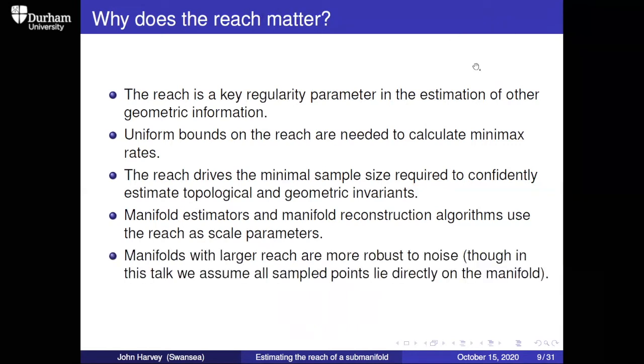Another thing, which I'm not going to talk about at all today, is that if you have a manifold with small reach, then noise is going to be a big issue. Suppose the sampled points didn't lie directly on the manifold, but only near it. In a case where you have large reach, that's just not really a problem. But if you have small reach, if you have these little bottlenecks, then having any kind of measurement error is going to really tangle the situation up.